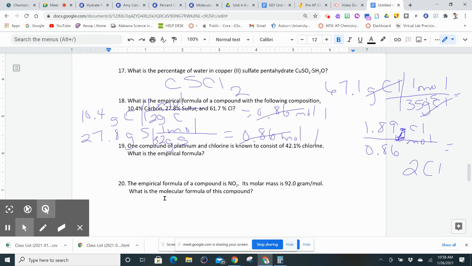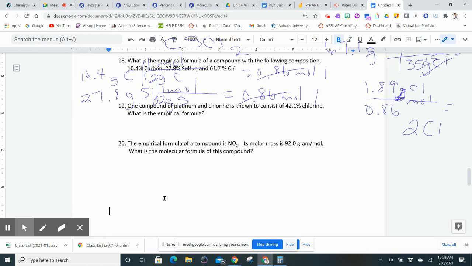So the main thing to remember is change your percent to grams, because we're going to assume we have 100 grams. And then change the grams to moles, and then divide the smallest number of moles into everything else that you happen to have. Okay.